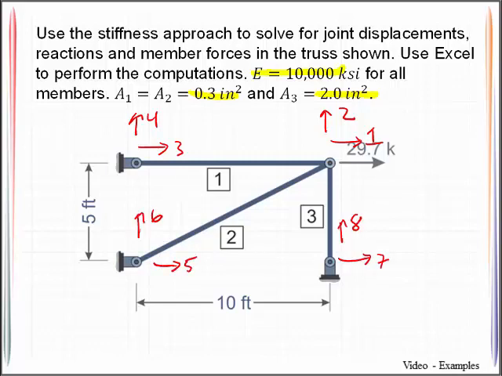It will also help for the calculations if we can write out the coordinates associated with each of these joints. And we are going to write these out in units of inches. So you'll notice here that's 120 inches in the x direction, 0 inches in the y direction.